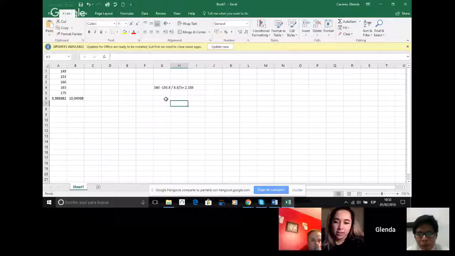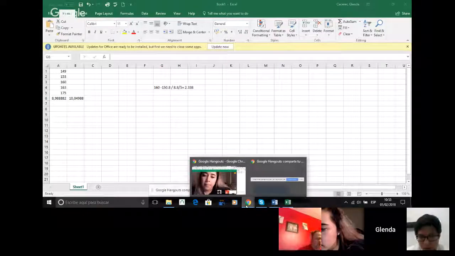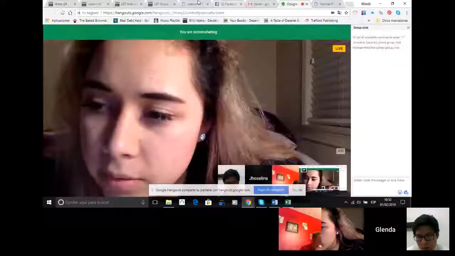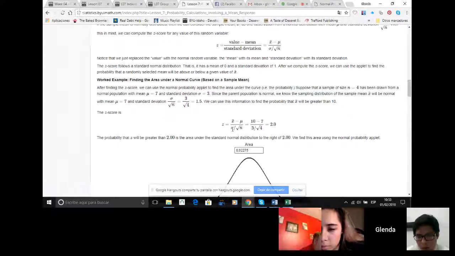Yes. So I use this formula right here. 160 minus 150.8, divided by... this one. So I use the standard deviation, which is 8.8, divided by the square root of 5, which is the number, because it gives you the sample number. So that's how I got 2.338.